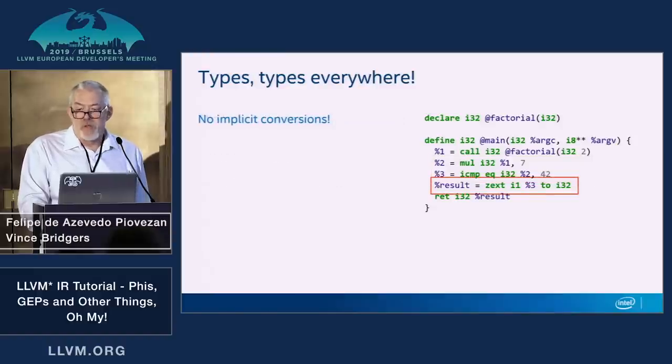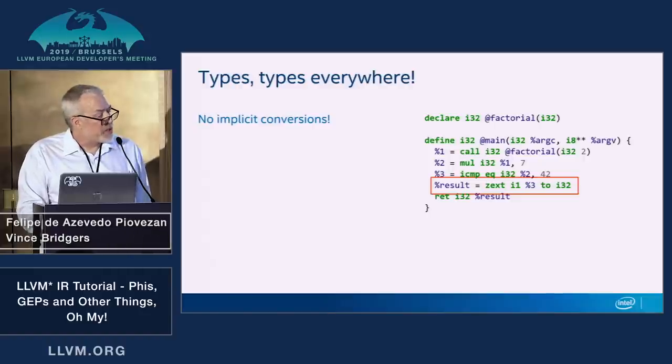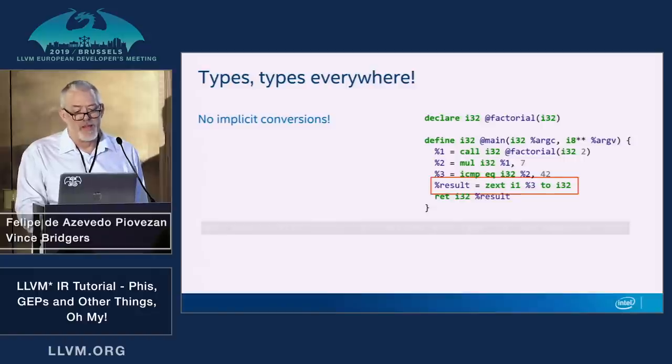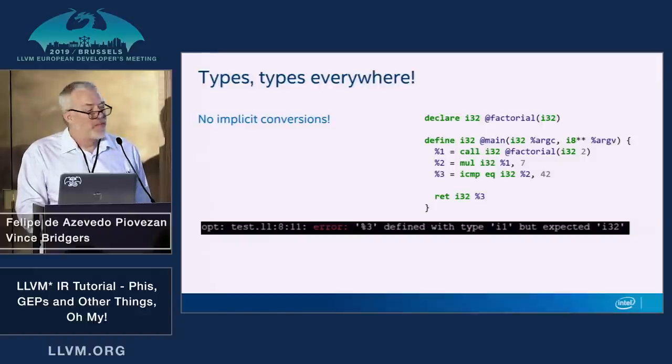The IR has no implicit conversions. So what would happen in this case if we were to remove this instruction and try to return %3? Can anybody tell me? Yep. Exactly. So you'll see an error like this. It says %3 defined with type I1 but expected I32. Why is that? It is because main is defined to return an I32.